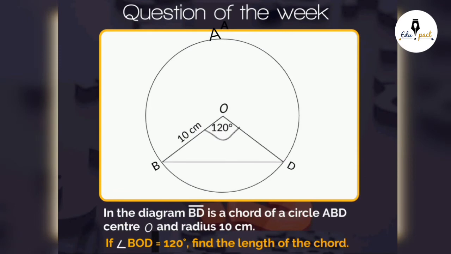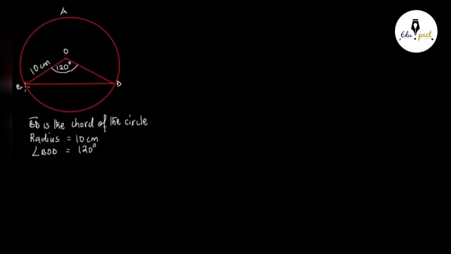We will be looking at a sample WASSCE core math question. We have the question here. Length BD is a chord of a circle ABD and we have a radius of 10 centimeters. We have also been given angle BOD to be 120 degrees and we are asked to find the length of the chord BD.